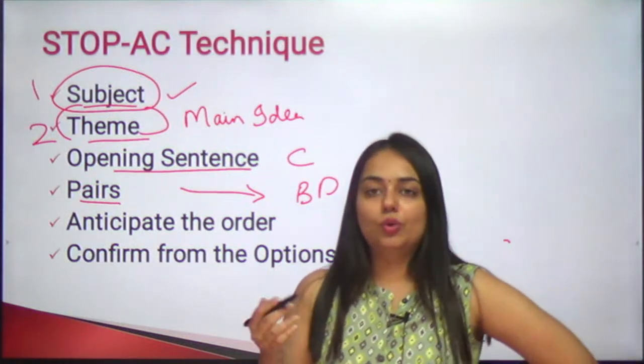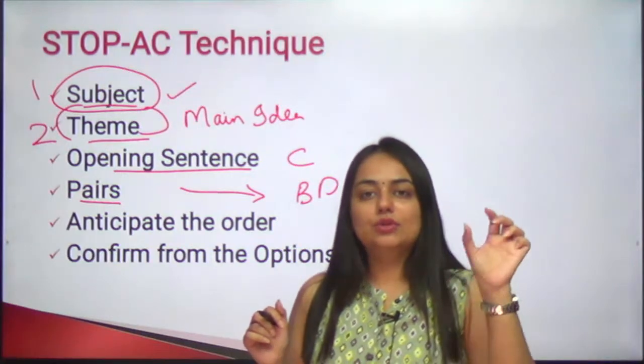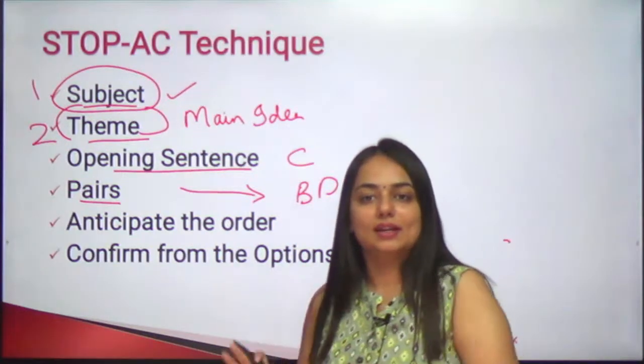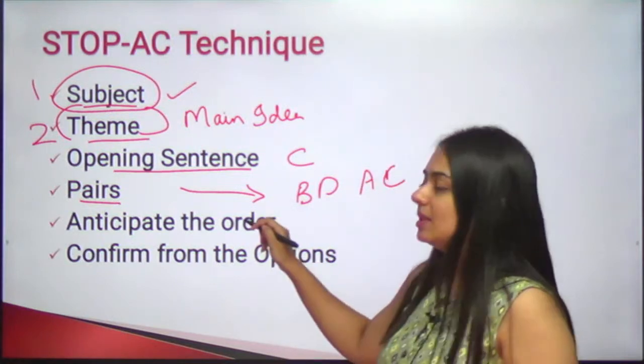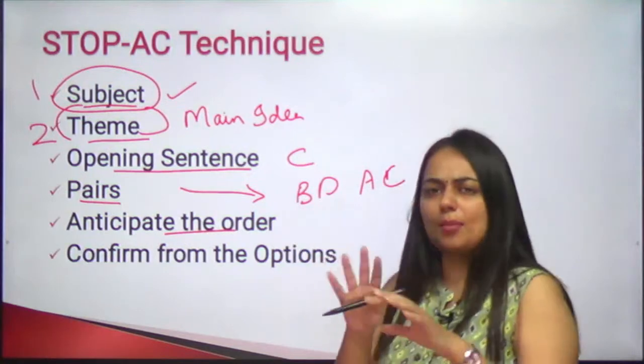So, in one go, it's difficult to guess the sequence of all the sentences, but you can simply make pairs and write them aside, right? Keep them aside. Anticipate the order after that. You now know the opening sentence. You have made some of the pairs.